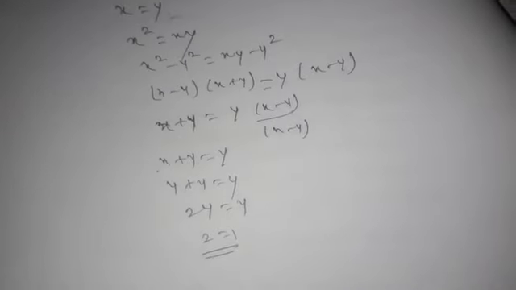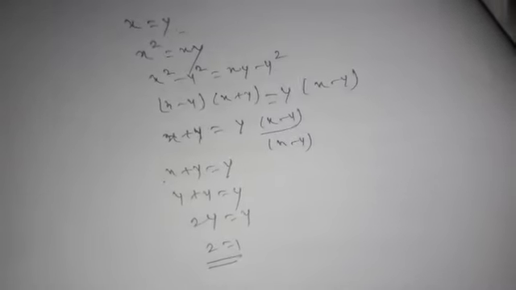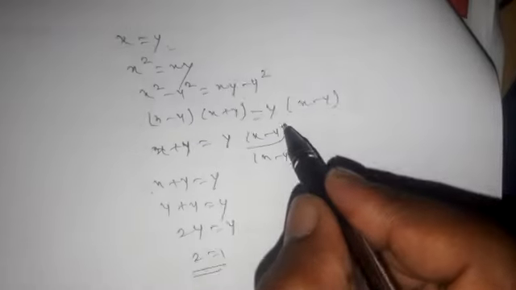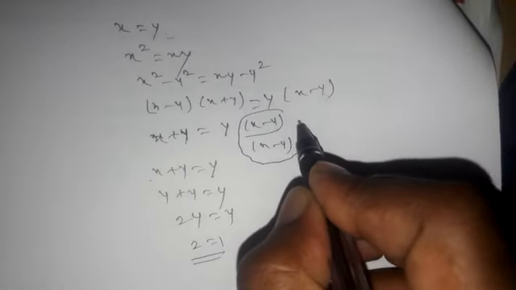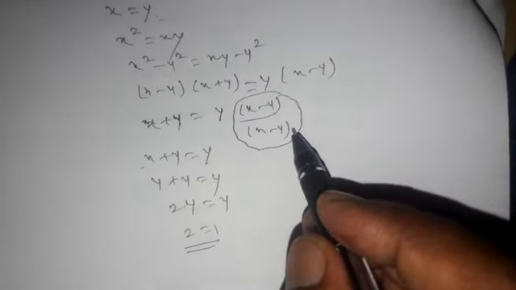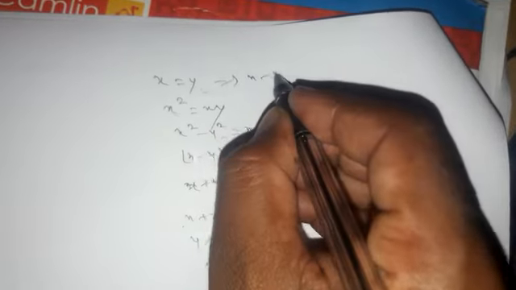Then you will realize it. Now here, what is the wrong statement, or what is the difficulty? The difficulty is this term, (x minus y) upon (x minus y), because the value of x minus y from the very first step is 0. The value of x minus y is 0.